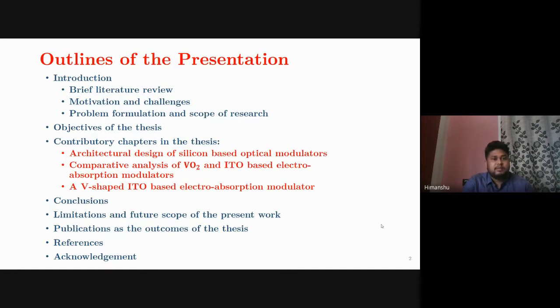These are the outlines of my presentation. First, I'll go through the introduction, then a brief literature review, then the motivation and challenges. After that, I will come to the problem formulation and scope of research, then the objectives of the thesis. After that, I will come to the contributory chapters in the thesis. In this thesis, we have 3 contributory chapters. The first one is the architectural design of silicon-based optical modulators. The second one is the comparative analysis of VO2, that is vanadium dioxide, and ITO, indium tin oxide-based electro-absorption modulator. And the third chapter is a V-shaped ITO-based electro-absorption modulator. After that, we'll go through the conclusions, then the limitations and future scope of the present work, then the publications as the outcomes of the thesis, then references and acknowledgement.